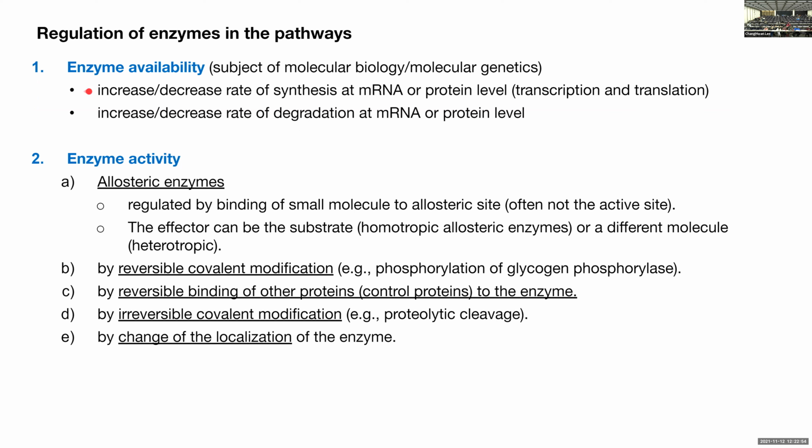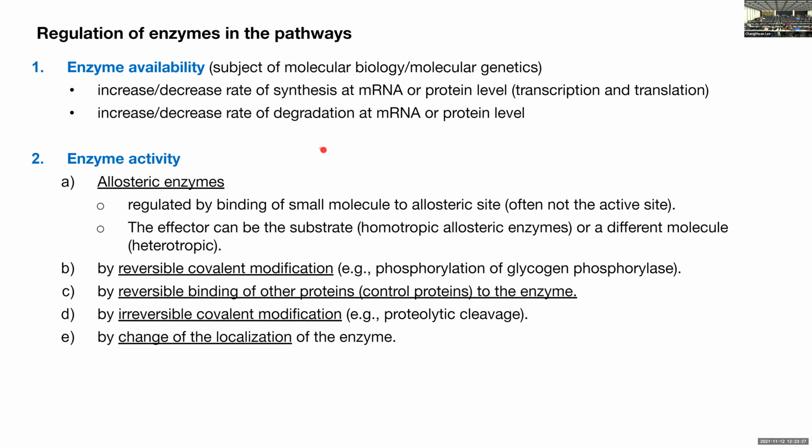The first one is enzyme availability, and you can just simply imagine that as availability, the abundance, right? So it's a subject of molecular biology and molecular genetics where they modulate the rate of synthesis or degradation of the enzymes by changing their mRNA levels or protein levels. And mRNA levels basically are determined by the transcription rate. Protein level is regulated by the translation rate, right?